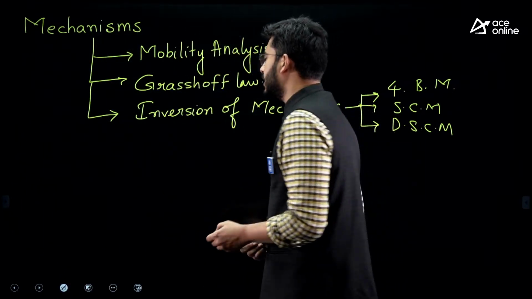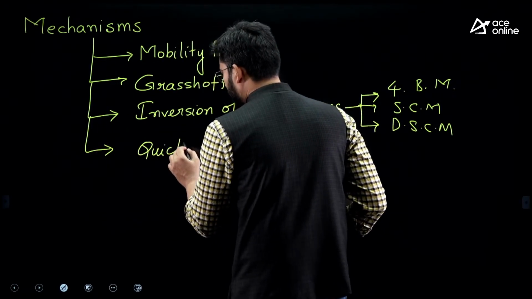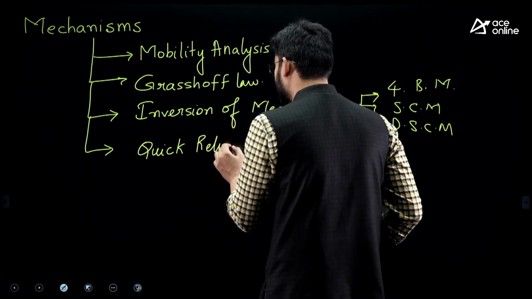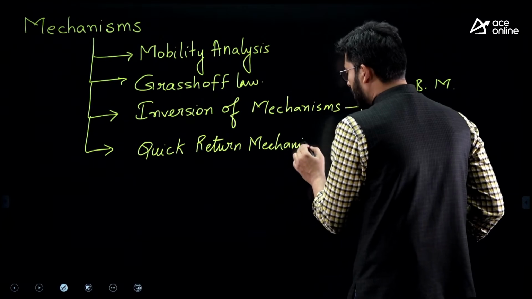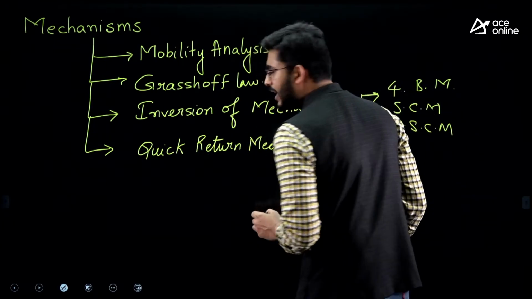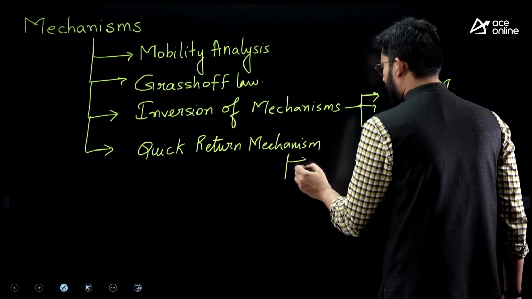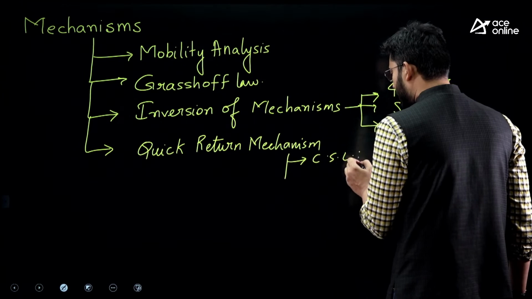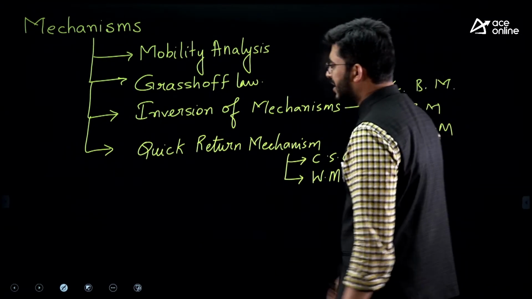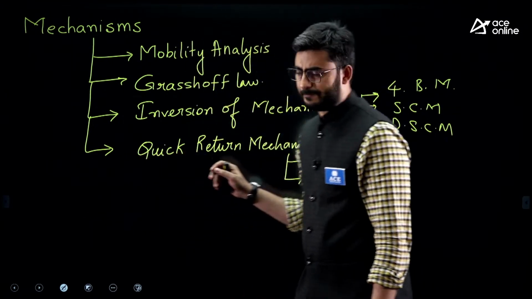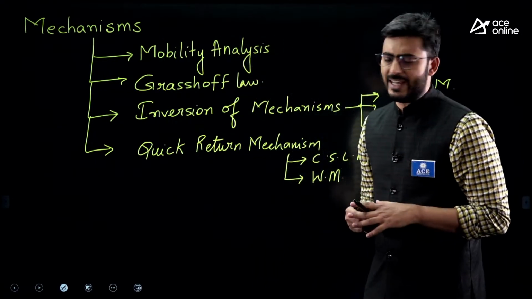Another most important topic is quick return motion, quick return mechanism, I should say. Here we have the crank and slotted lever mechanism and the Whitworth mechanism. So from here you can expect questions. But numerical questions you can expect only from the mobility analysis.